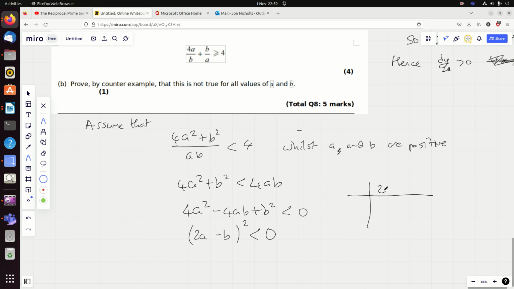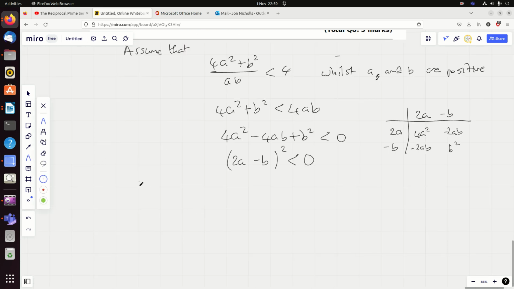Let me do it in a grid. That's quite hard to see. 4a squared, b squared, minus 2ab, minus 2ab. Now, this is clearly a contradiction, for exactly the same reasons we had up over there. Unless you could have 2a minus b equals 0, no, because it's strictly less than 0. This is never true. This is clearly a contradiction for all a and b.